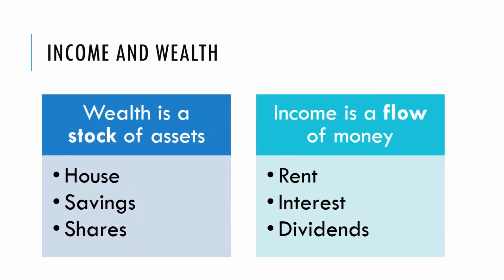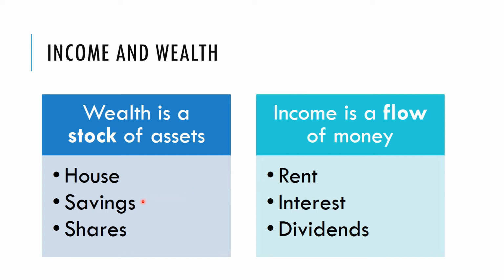As economists, we would describe wealth as a stock concept. So wealth is a stock of assets, whereas income is a flow of money from an asset. So for example, a house would be an asset that would contribute to your wealth, the value of that house, but a flow of income from it might be rent if you were to rent out that house.